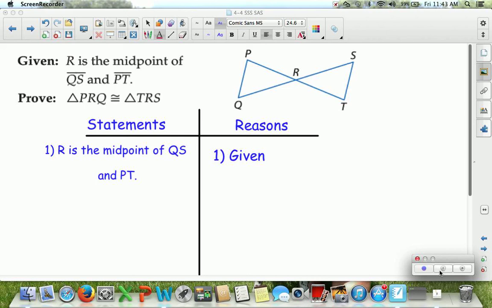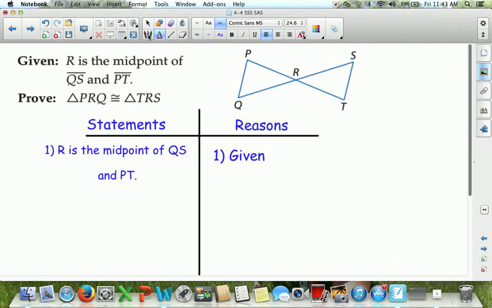Okay, well, we know R is the midpoint of QS and PT. So what does that mean to be a midpoint? Well, what it means is that it creates two equal segments. So we know that QR is congruent to RS. And we also know that PR is congruent to RT because of that.